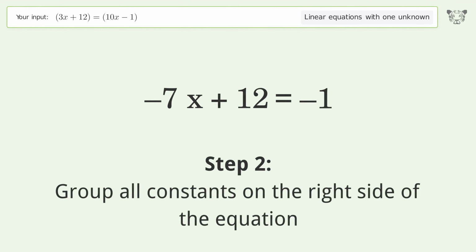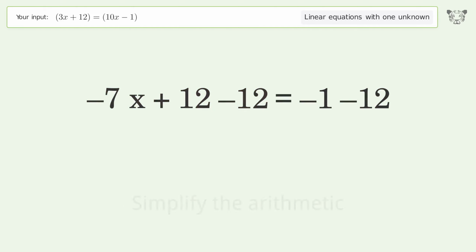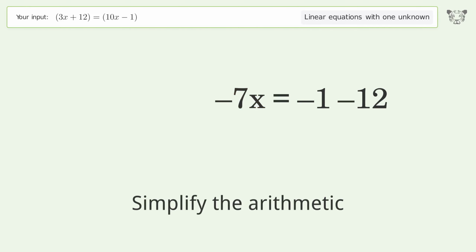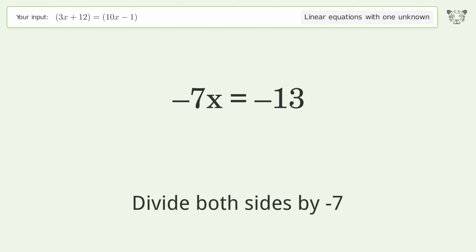Group all constants on the right side of the equation. Subtract 12 from both sides. Simplify the arithmetic. Isolate the x. Divide both sides by -7.